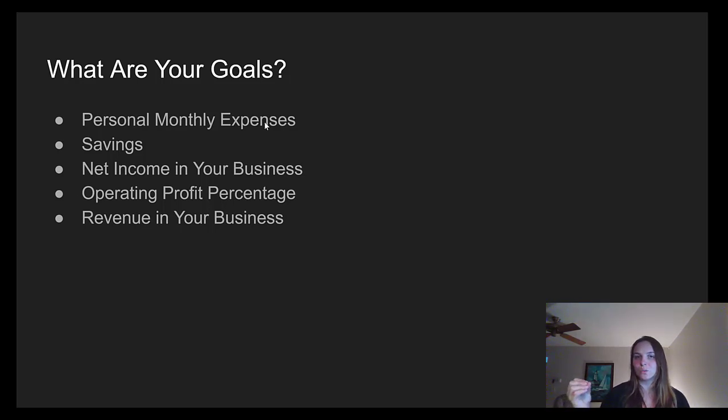So if your personal monthly expenses are like $10,000 and you want to put 20% into savings, you're going to divide this number by 4, because this should make up 80% and this should make up 20. Okay? So you're going to divide your personal monthly expenses by 4 to get the amount that you want to put into savings. So if personal monthly expenses are $10,000, you would put $2,500 a month into savings. So you would need to be able to pull $12,500 from your business.